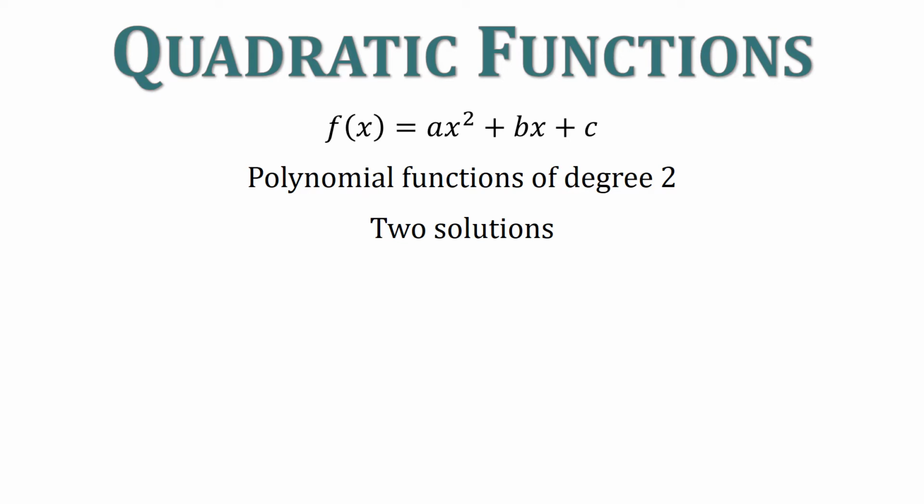It's going to have two solutions. The graph is going to be the shape of a parabola, which, if you recall from Algebra 2, is just a U. And it has an axis of symmetry, a line on which you can fold the graph in half. And it has a vertex, which is the max or min of the function, which is the turning point.